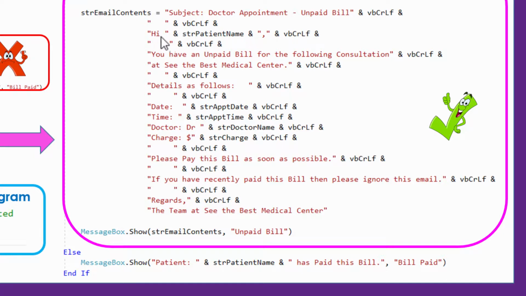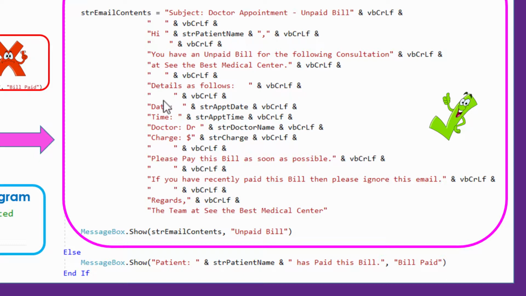And then it's going to say hi, and we're going to join on that str patient name value. So if it's Tiana, it'll say, hi Tiana Byrne. Then we're going to jump a line, leave a space. We're going to tell them they've got an unpaid bill, and this line here, leave a blank line.